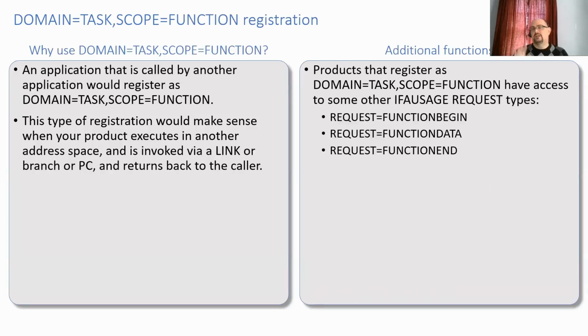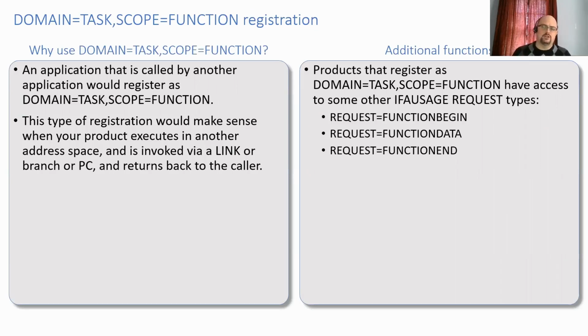The third one is a bit different. This is domain equals task, scope equals function. An application that is called by another application would usually use this one. Now, as opposed to the one we just talked about, which is probably an attached program, this would make sense if your product is executing in another address space and it's invoked by a link or a branch or a PC, where it's actually called, it does some processing and gives control back.